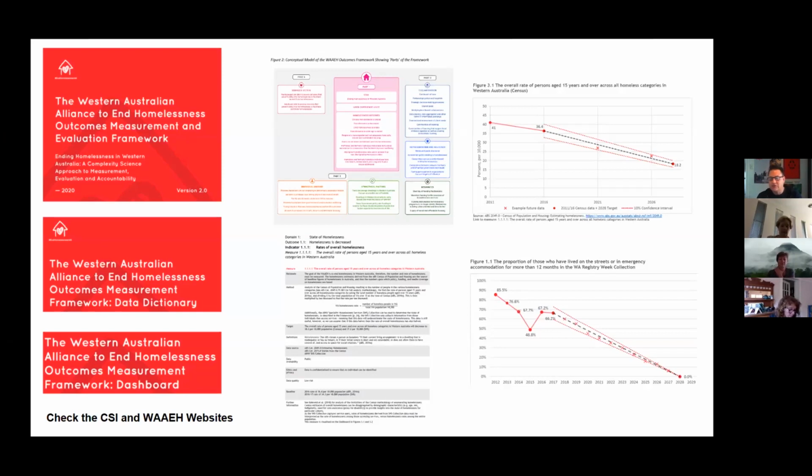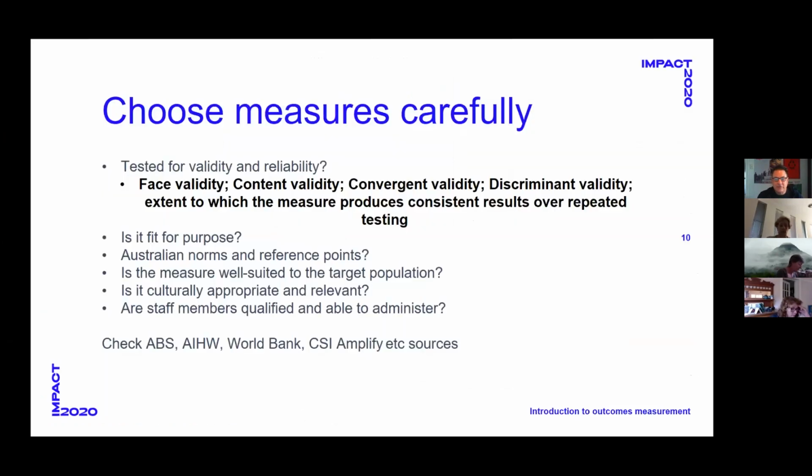And the dashboard, as you can see here, presents some results. We have very strong targets, we will see how West Australia goes going forward in terms of achieving those targets. That's an outcomes measurement framework that sets out different elements, the outcomes framework, the data dictionary, dashboard, and so on. Let's talk just very quickly about the measures you should be looking at.